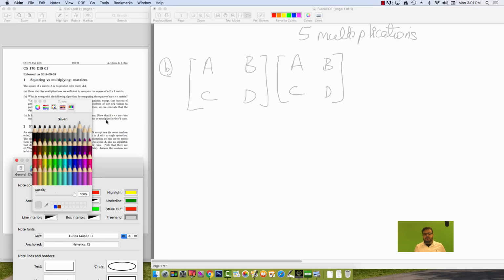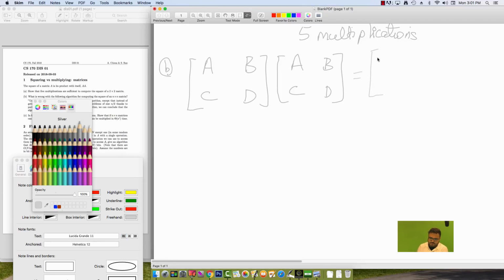And we're back. Okay, so let's go ahead and multiply this just as we would. This is going to look like now A squared plus BC. Then we get AB plus BD. And we get this multiplied by this, so we get CA plus DC. And then we get CB plus D squared.